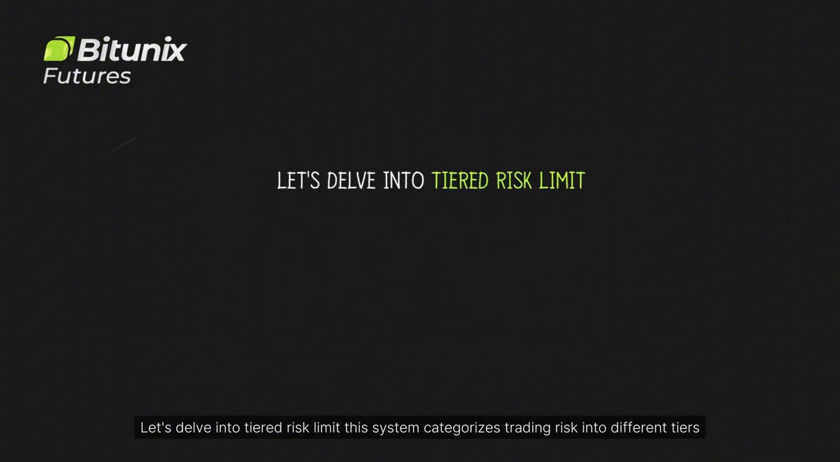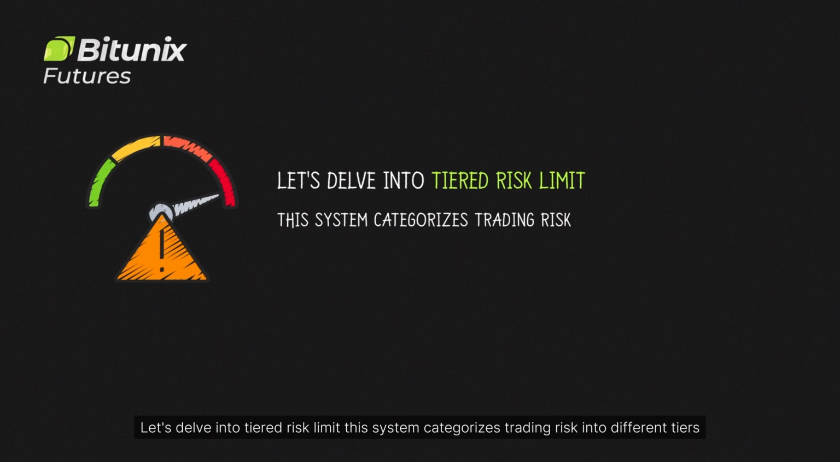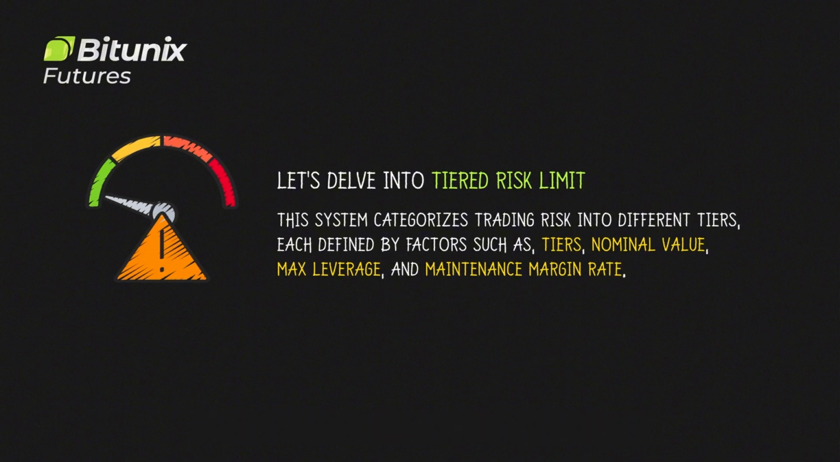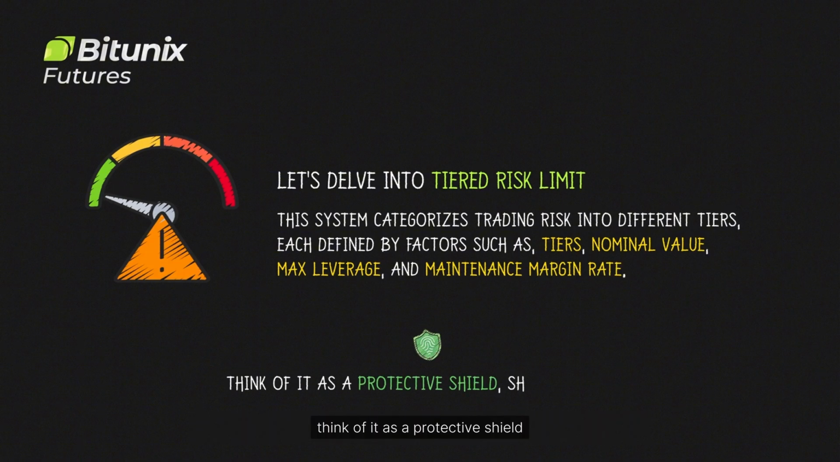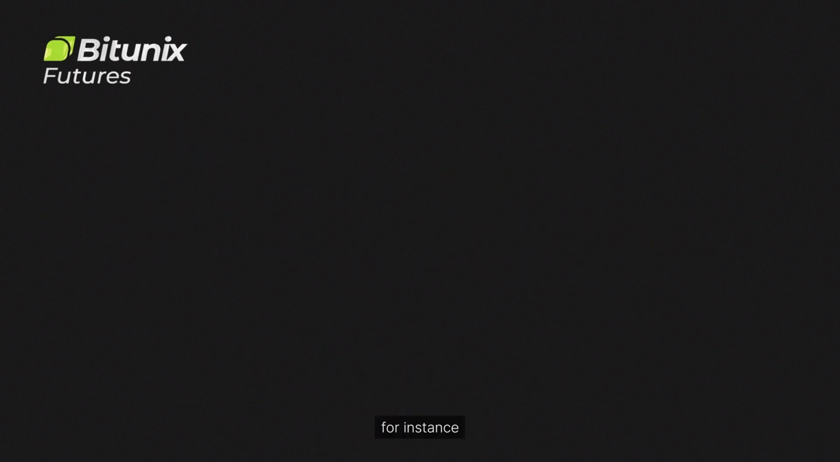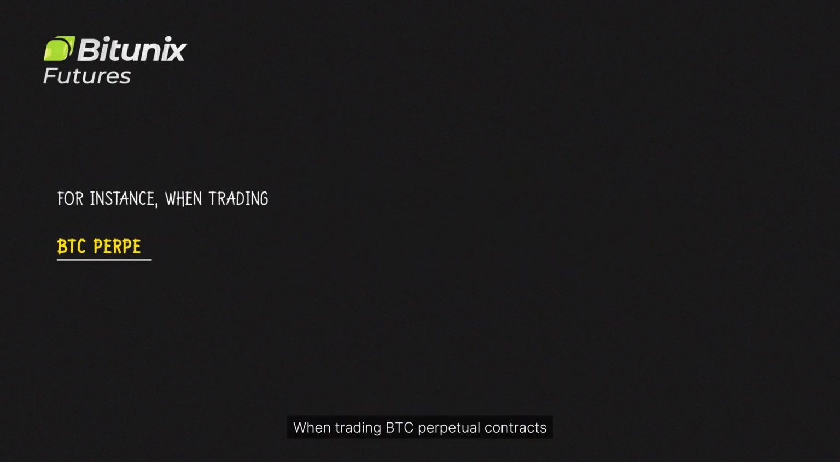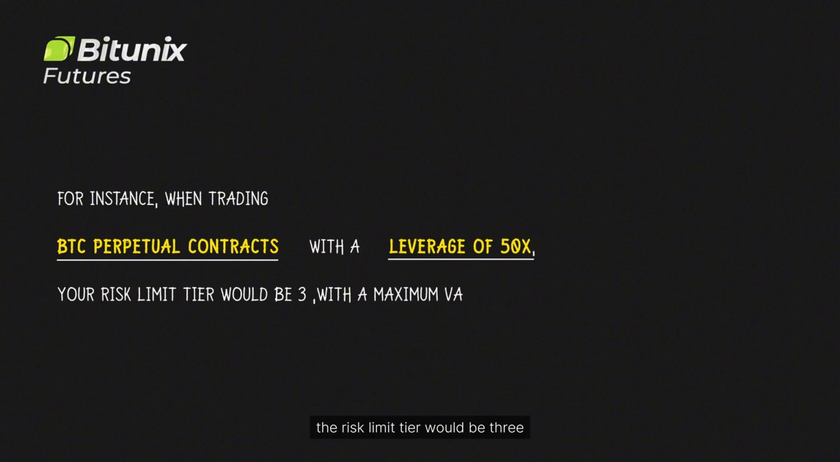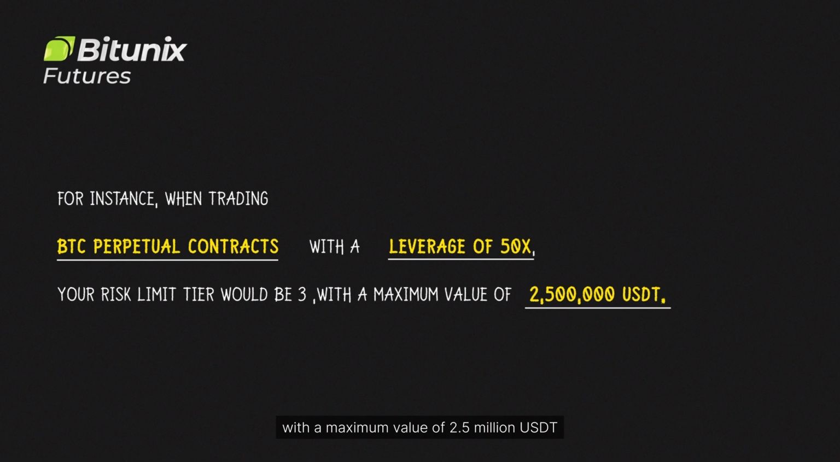Let's delve into tiered risk limit. This system categorizes trading risk into different tiers, each defined by factors such as tiers, nominal value, max leverage, and maintenance margin rate. Think of it as a protective shield, shielding you from unnecessary risk. For instance, when trading BTC perpetual contracts with a leverage of 50x, your risk limit tier would be 3, with a maximum value of 2,500,000 USDT.